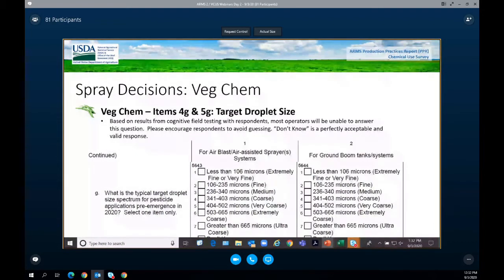I'll tell you, based on our testing results, at least when I did this for VegChem, very few growers had a sense of the droplet size spectrum in microns. Some of them had a sense of the droplet size spectrum in terms of fine, medium, coarse, very coarse, but not everyone. And so, to reiterate, I don't know is a perfectly acceptable and valid answer for this. We don't want them to guess.